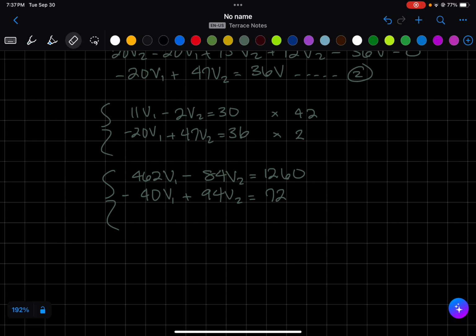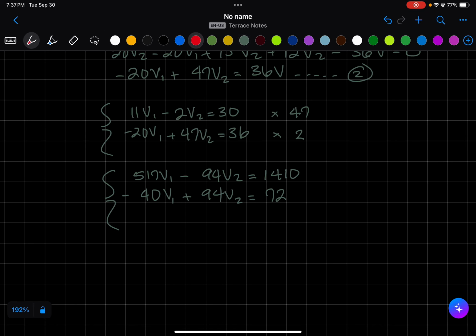Okay, well, we're going to change the first one. We're not multiplying it by 42. We're going to multiply it by 47. Yes, that's what I meant. Okay, 47 times 11, 517 v1 minus 94 v2. And 30 times 47 is 1410.